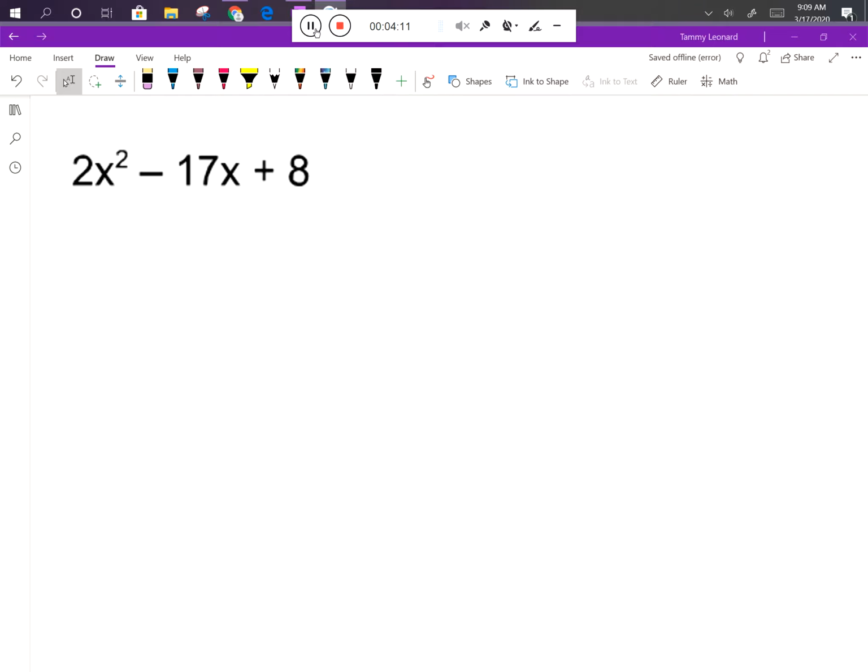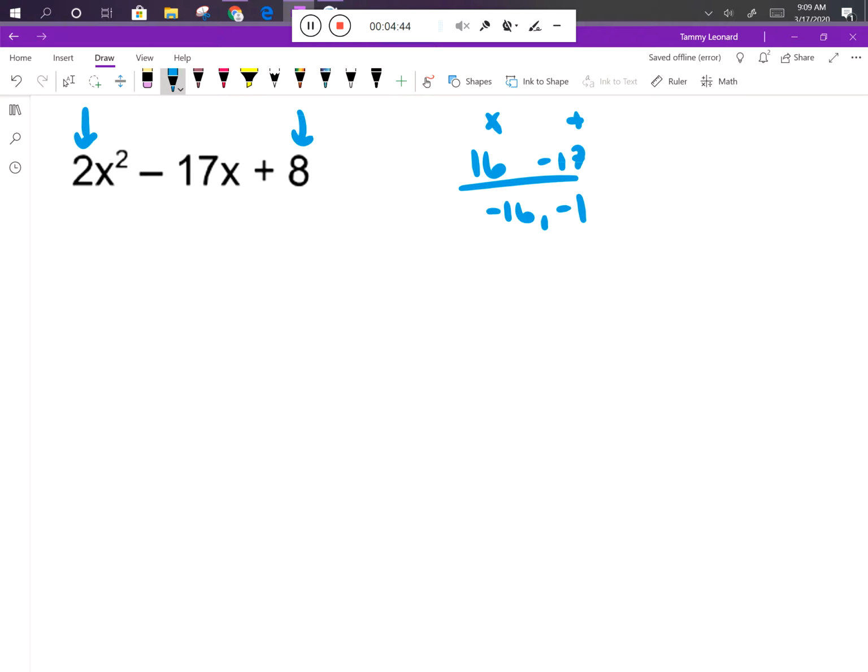Let's do this problem in the bottom left corner. So I look at the 2 and the 8 to find the puzzle. I need 2 numbers that multiply to make 16 and add to make negative 17. We didn't have to do that funny trick of putting in plus 0x in the middle because it's already a quadratic trinomial. We already have all 3 terms. So I'm looking for 2 numbers that multiply to make 16 and add to make negative 17. That looks like negative 16 and negative 1.